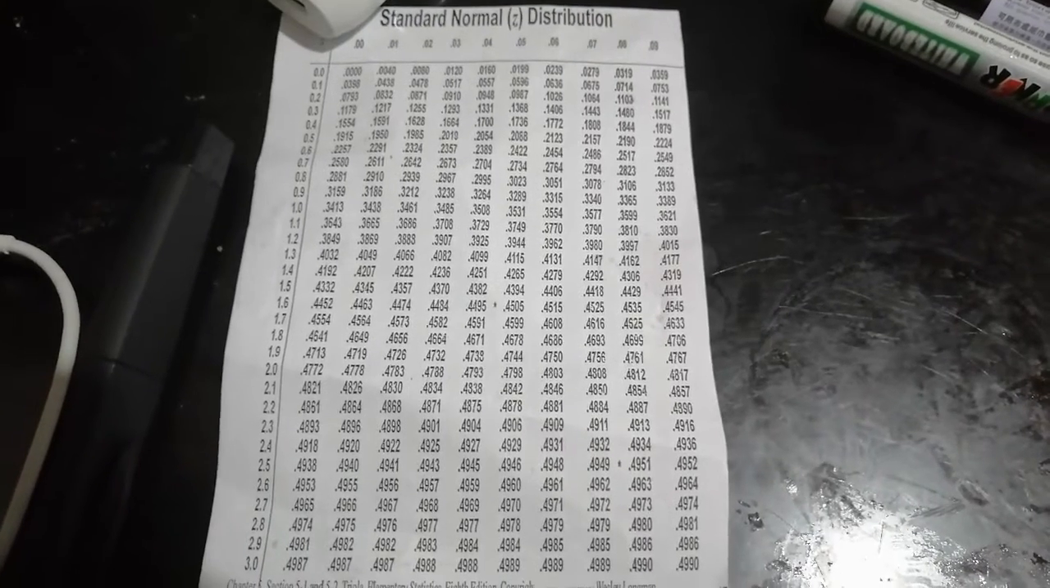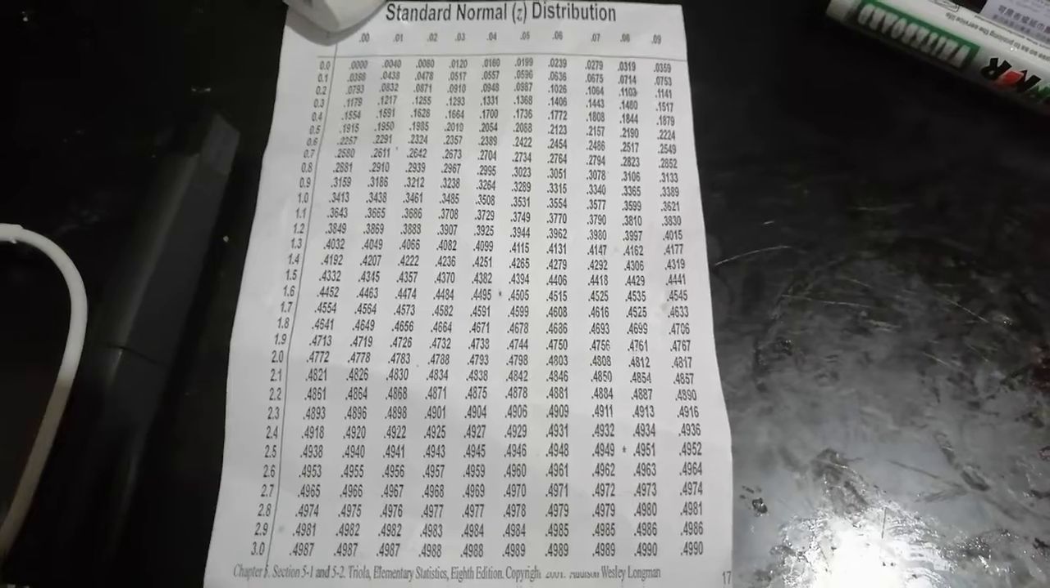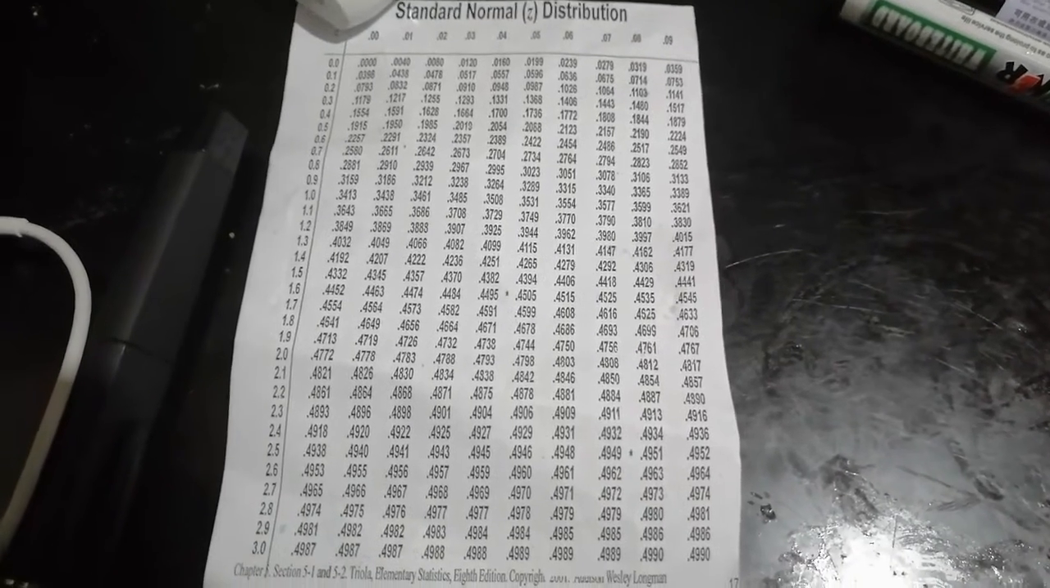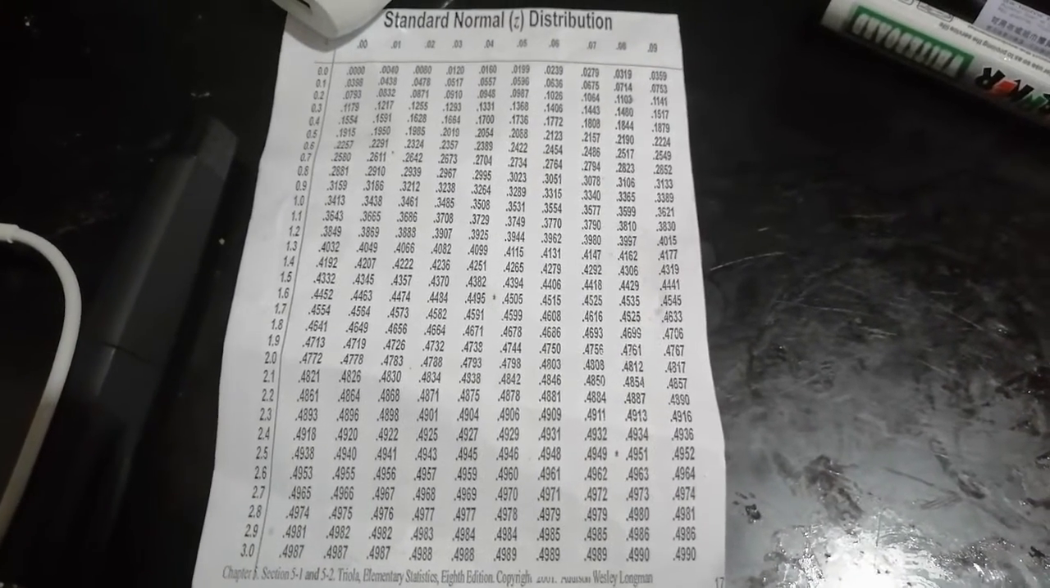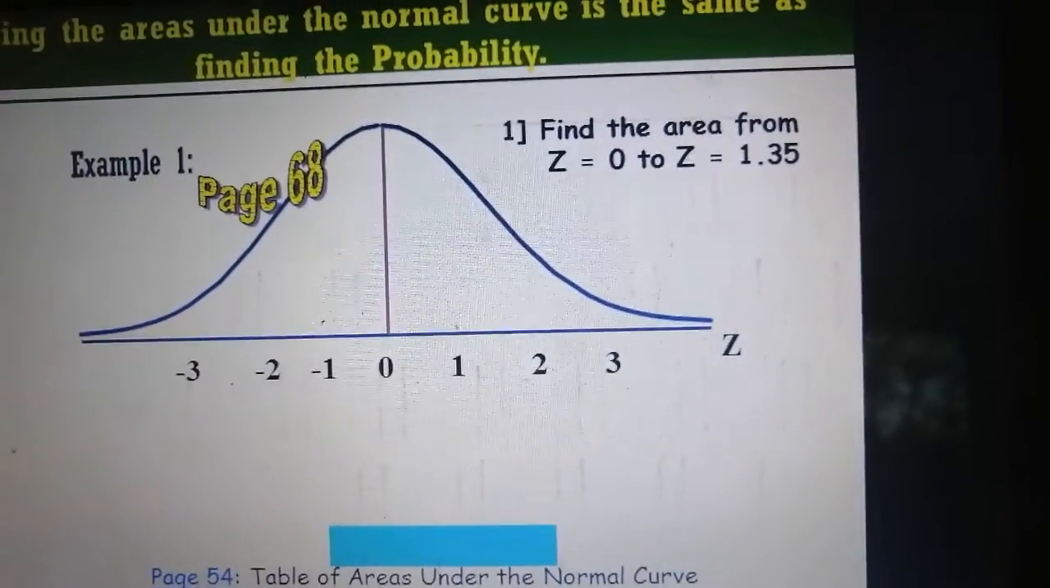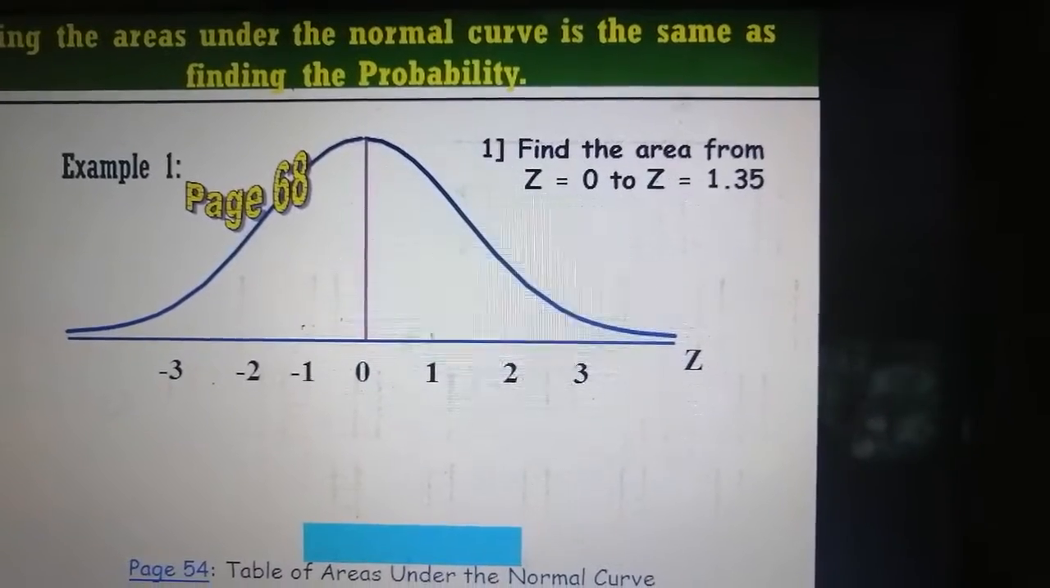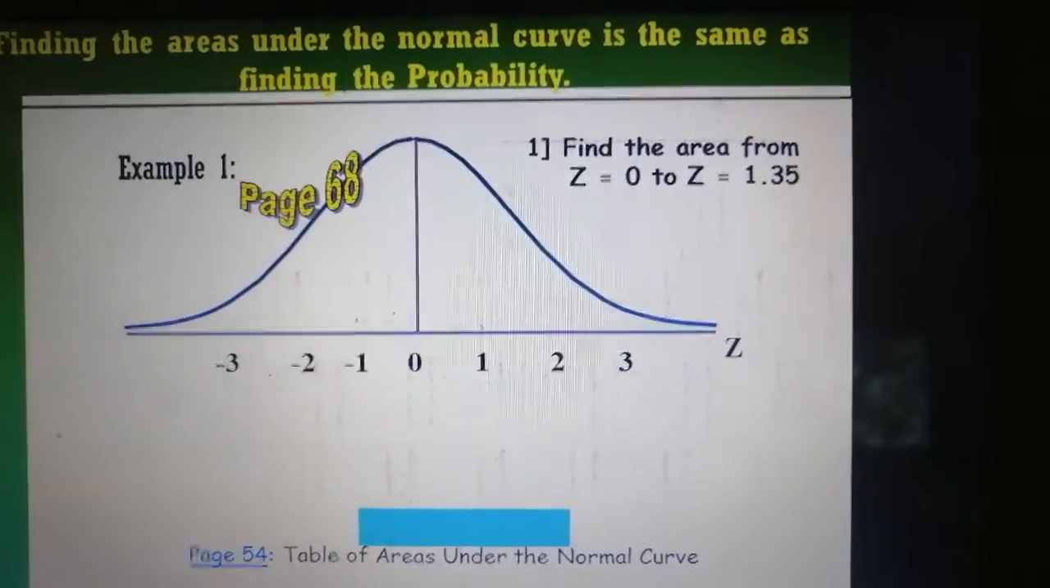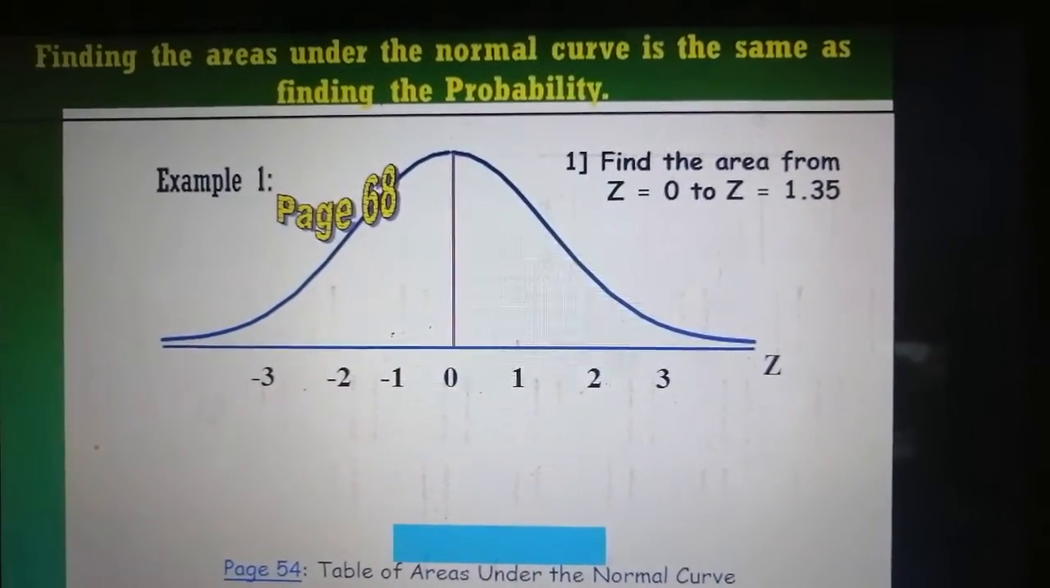So you will need this. Do you have to memorize all of this? No. But you have to get a copy of this table for you to get the areas under the normal curve. Now, let's go back to the example. Find the area from z is 0 to z is 1.35. You have to follow two steps in answering this one.